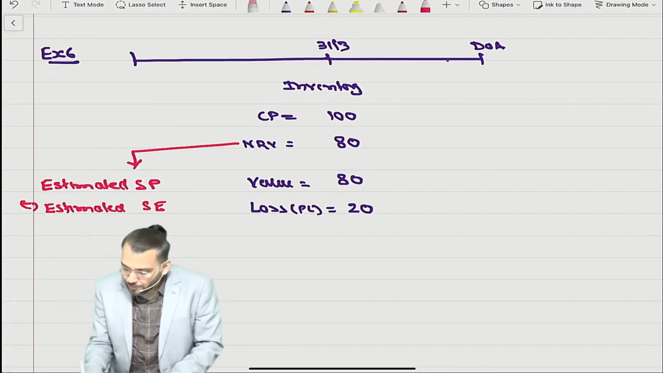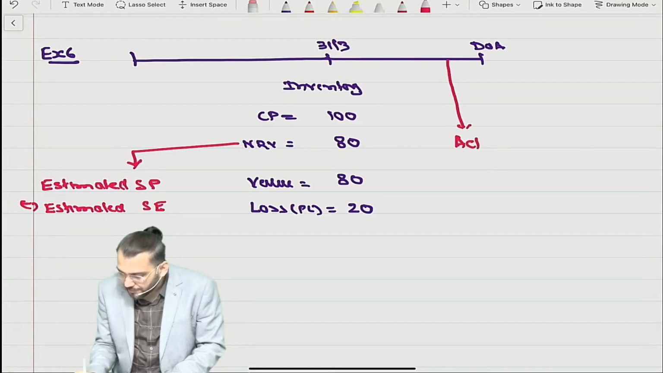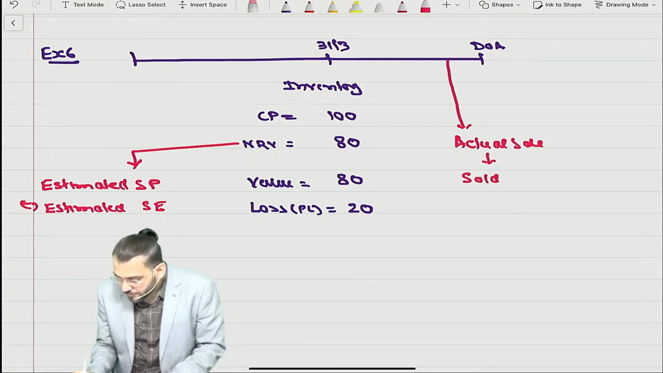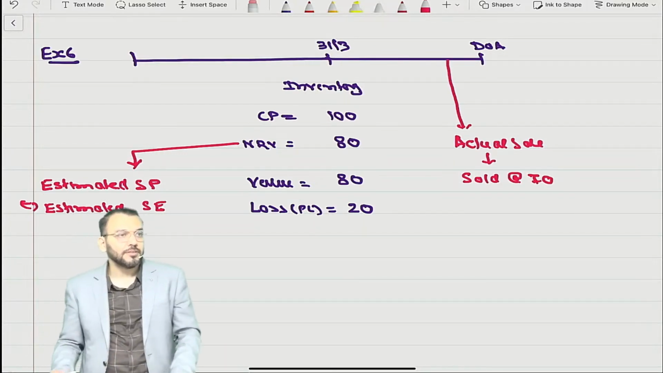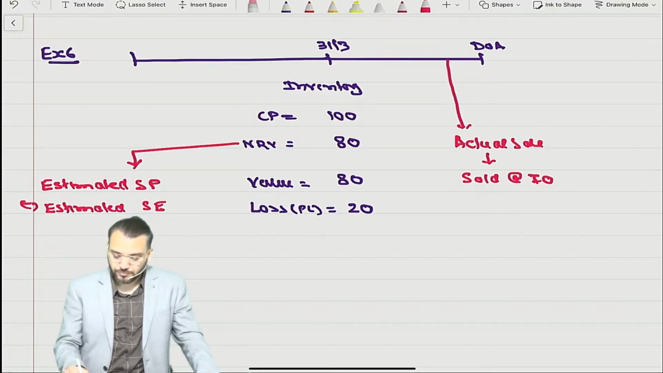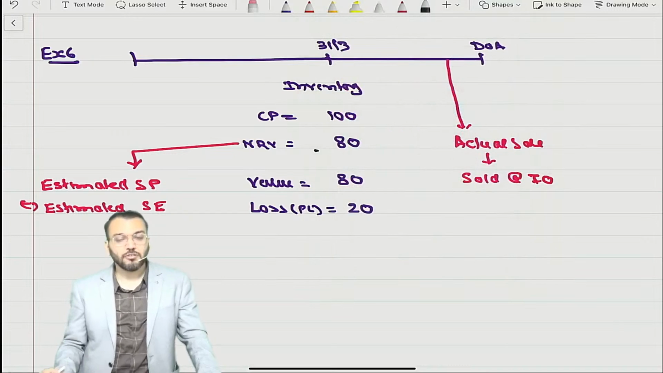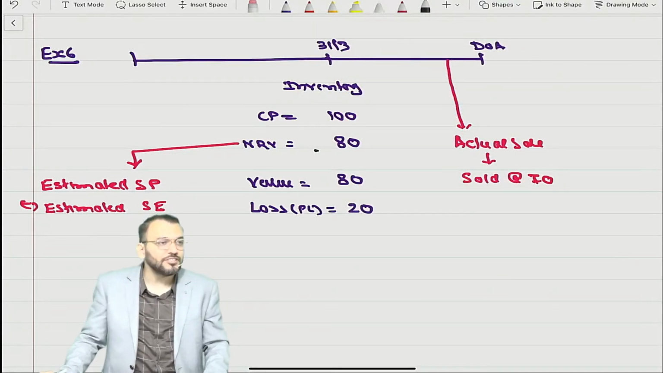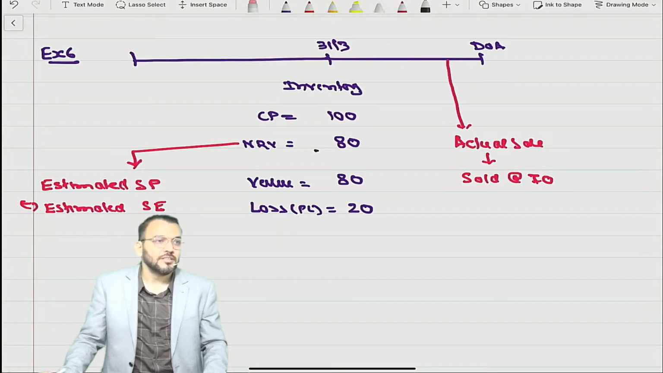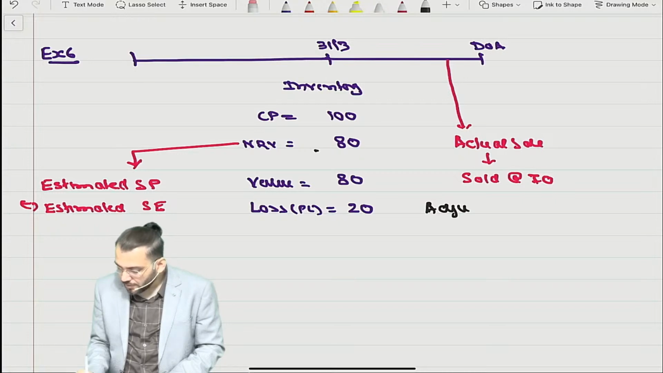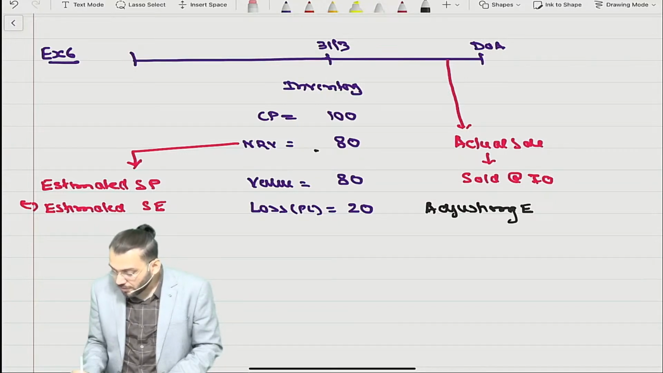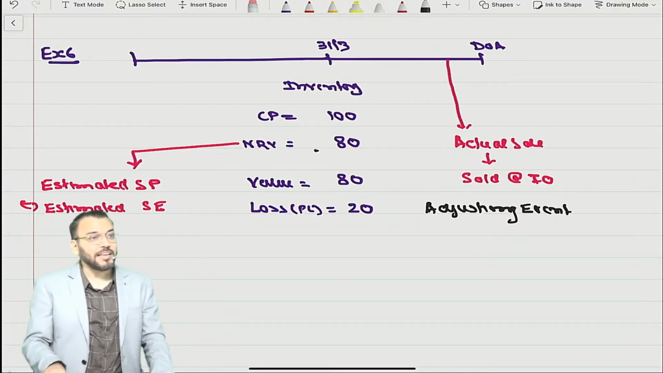Now what happened? Before approval of the financial statements, actual sale happened, and it was sold at 70. Adjusting or non-adjusting? Everyone is saying non-adjusting? Still you have not understood the emotions of this chapter. Till now you are in CA Inter, you are not able to understand my emotion.